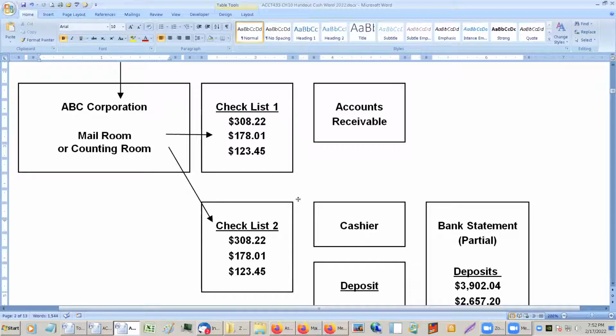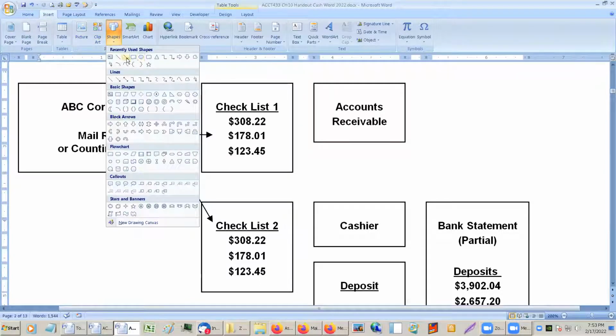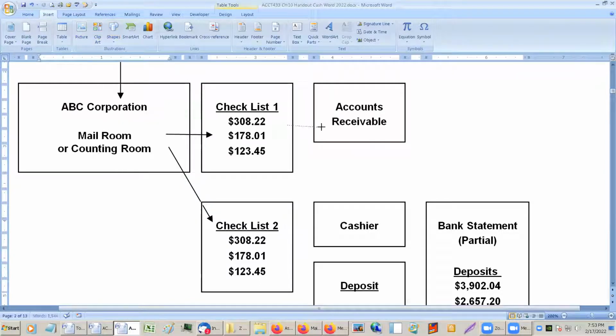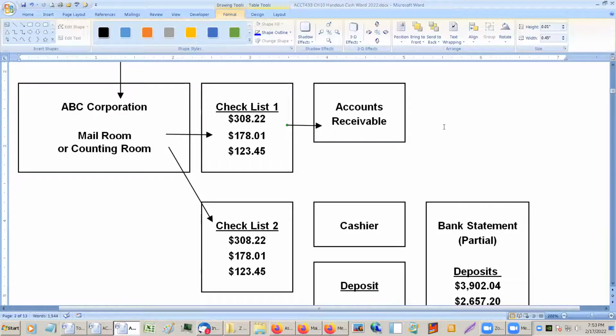We open the checks. We actually had a machine that did open the checks for us. It was actually kind of a dangerous machine. It had a spinning razor blade thing on it. Anyway, we made a checklist, and it would go to 2 different groups. We would send one to accounts receivable.